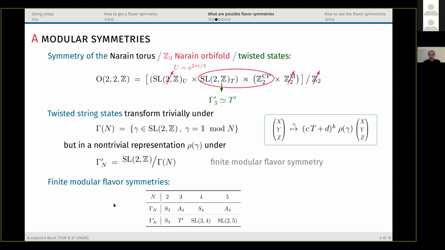And now for our Z3 Narain orbifold, this means we find that our twisted string states transform under a Gamma 3 in brackets, which means that we have this finite modular flavor symmetry, Gamma prime 3, which would be here T prime. So this SL(2,Z), or let's say the twisted states do not transform under the full SL(2,Z), so they do transform under the full SL(2,Z), but trivially up to the automorphic factor. But they transform non-trivially in this Gamma 3 here, which would be then the finite modular flavor group.